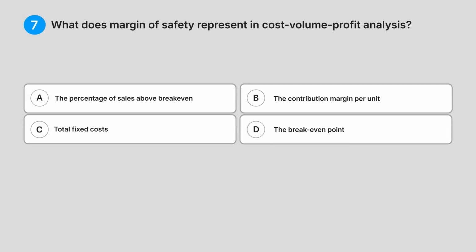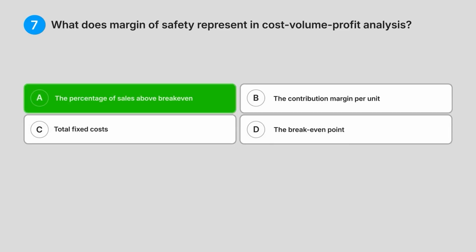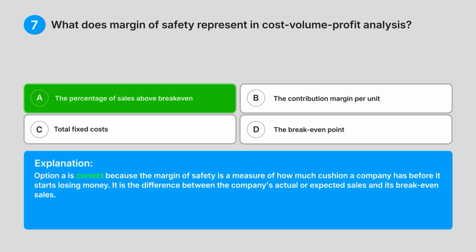Correct answer. A. The percentage of sales above break-even. Explanation. Option A is correct because the margin of safety is a measure of how much cushion a company has before it starts losing money. It is the difference between the company's actual or expected sales and its break-even sales.